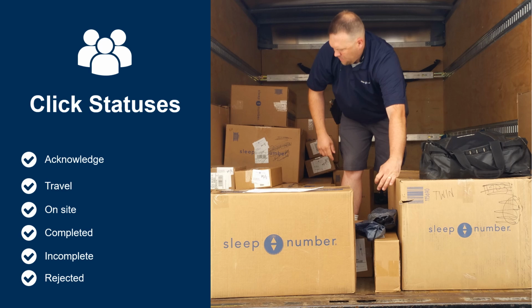Incomplete would be used if you arrive at the customer's house and couldn't finish the job. For example, the bed didn't fit in the room. And finally, rejected status is used for orders that are not able to be completed prior to acknowledging the order.